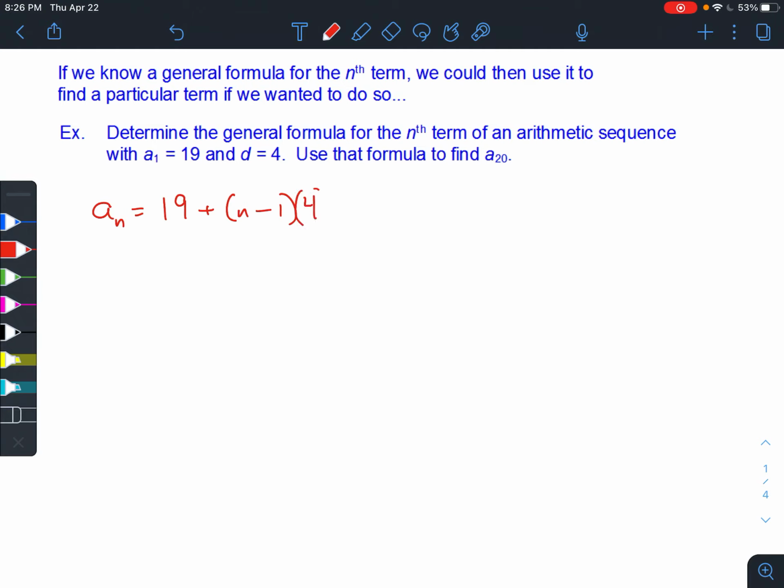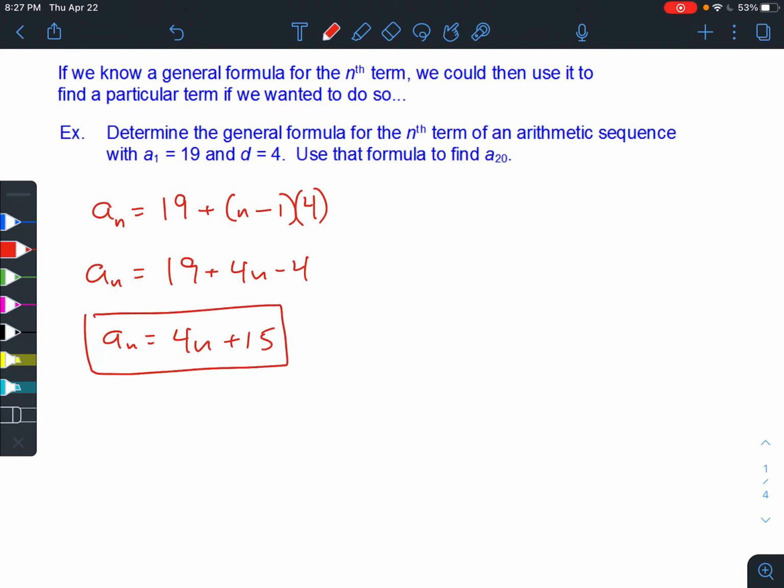Again, to me, that looks weird without the parentheses, so I like to throw the parentheses there. But again, whatever sounds good to you. All right, so anyway, here we go. A sub n equals, that's 19 plus 4n minus 4. And just like last time, we can do a little bit of cleanup here and get a sub n equals 4n, and then a plus 15. So that's half of the things that I was being asked to find.